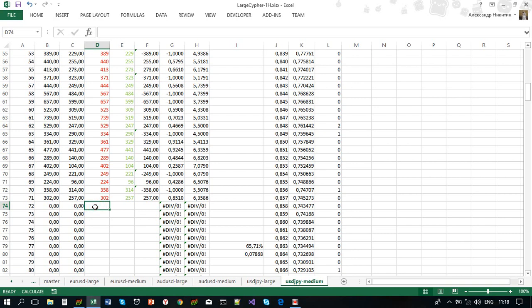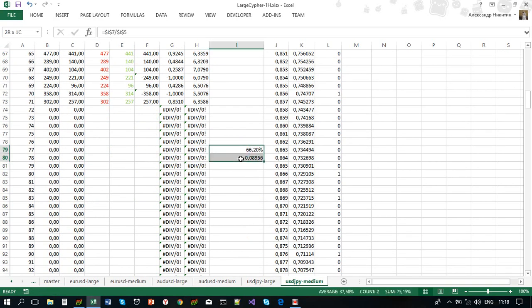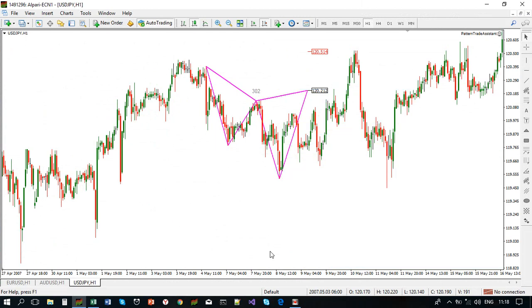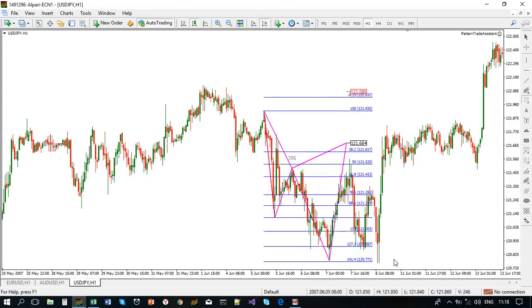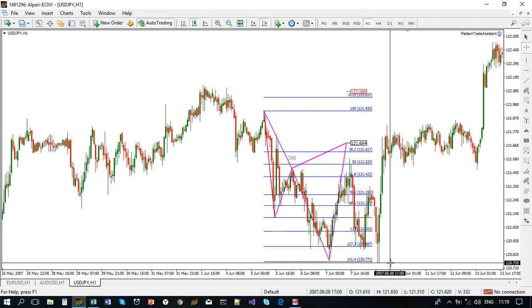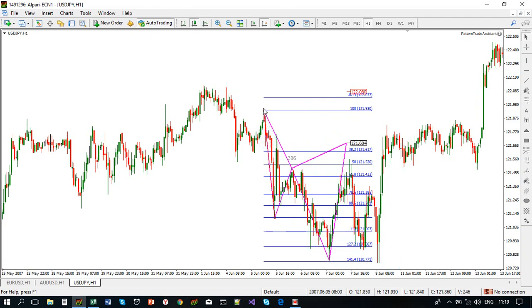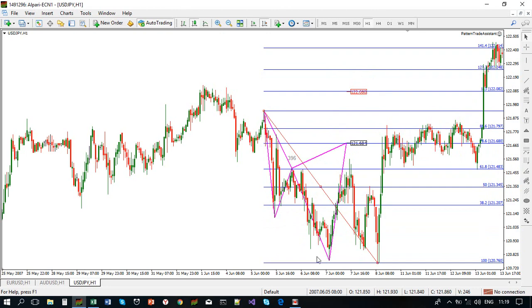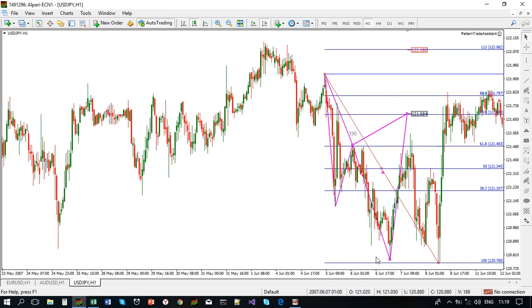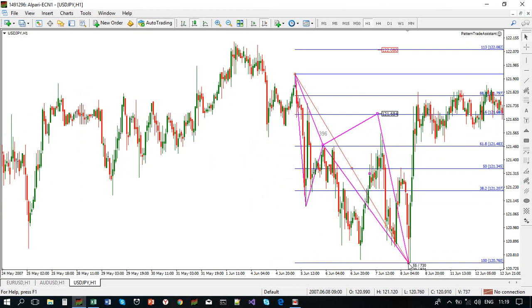71 trades done. 66% accuracy, and the expectancy is 0.08. It is positive. This means that over time the strategy generates money. Okay, again the cipher pattern was exceeded. The 1414 level was never hit, so it doesn't matter. This is the new C point, and it should be redrawn to the new C point like this, and the entry should be new as well.